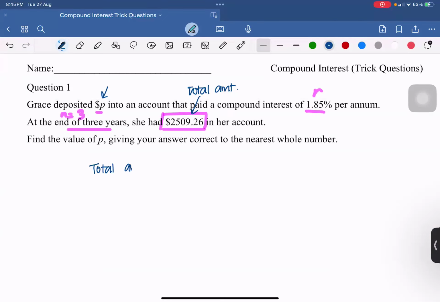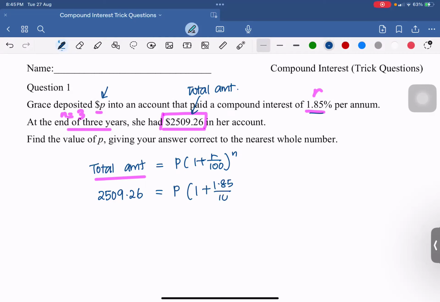Total amount in the compound formula equals P bracket 1 plus R over 100 to the power of N. Must always remember there's 2 portions to it. This part is the total amount. So I should replace this with 2509.26. The P I do not know. 1 plus interest rate is 1.85 over 100 to the power of 3.